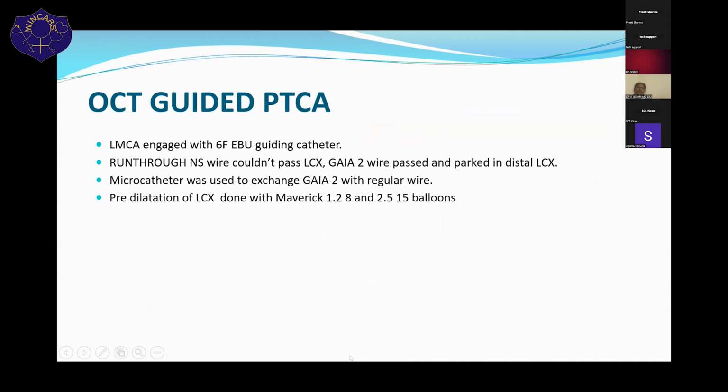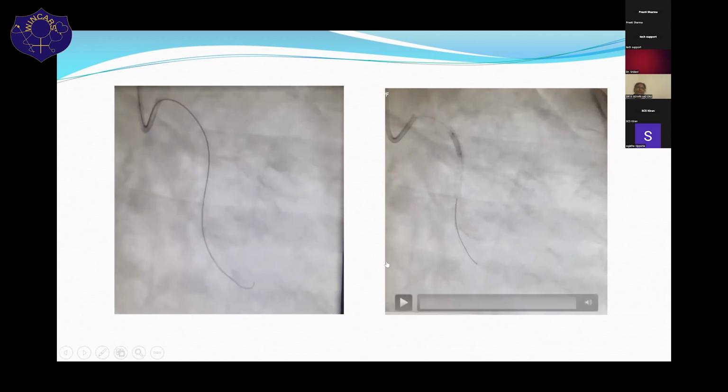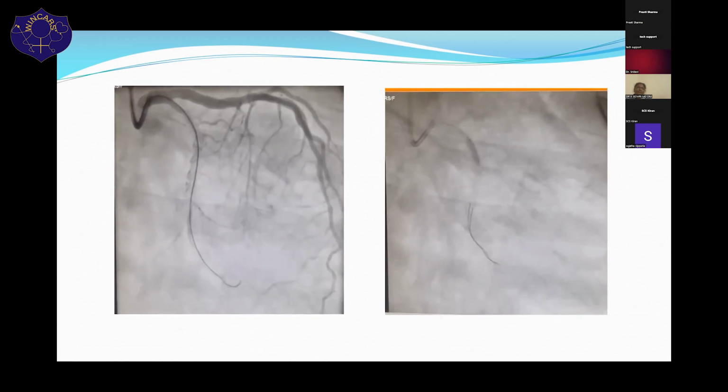So we decided to do OCT guided PTCA for this patient, and we approached through femoral route. Left main coronary artery was engaged with 6 French EBU guiding catheter, and we tried to cross with the workhorse wire, which we could not, and we used Gaia 2 wire to cross the LCX lesion, and then we pre-dilated with 1.2 by 8 balloon and 2.5 by 15 balloon. After crossing with Gaia wire, we exchanged with workhorse wire with the help of the microcatheter. And this was redilatation of the LCX lesion.